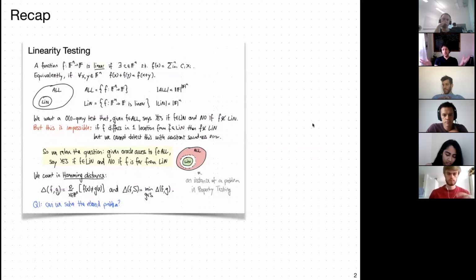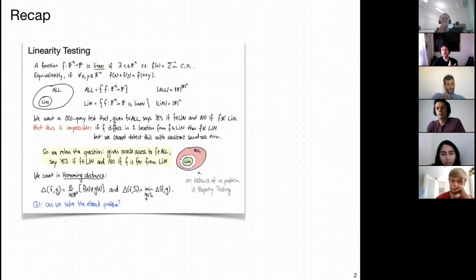We said we're getting some query access to some function, which could be any function, on n variables over a finite field, and we want to know whether this function is linear or not. And we want to do it using a very small number of queries, namely just a constant number. Maybe just probe it at 3 different places, or 10 different places, but a constant number of locations. Okay, all nice and well, but this is impossible.